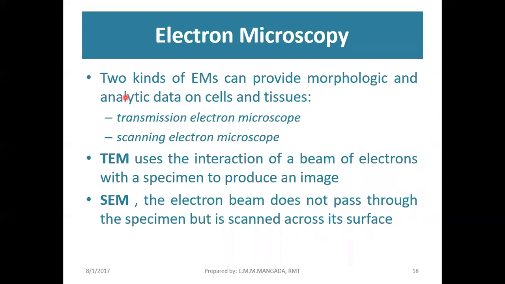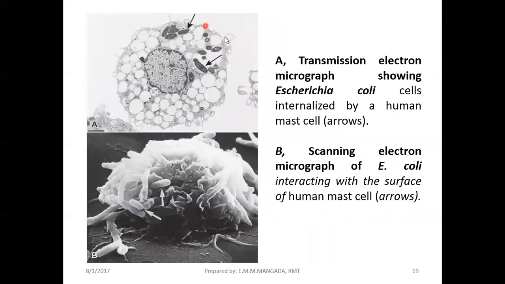And then under your electron microscopy, we have two: your TEM and your SEM. Here is the picture showing you the difference between your TEM and your SEM. Under your TEM, we can see through the specimen. We can see if there are inclusions, or if there are engulfed or phagocytosed microorganisms. Under your scanning electron microscope, or SEM, we can appreciate the surface of the microorganism or the cell that we are viewing. So that's your transmission and your scanning electron microscope.